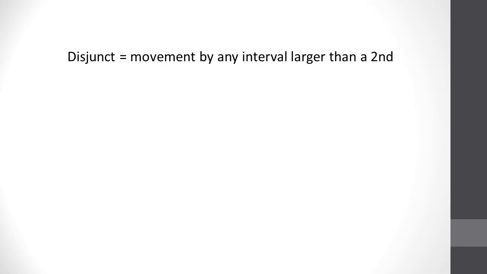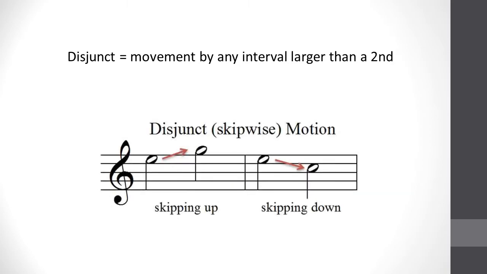Disjunct motion is simply movement by any interval larger than a second. Since a common form of disjunct motion is movement by thirds, or skips, another name for disjunct motion is skipwise motion. As you can see from the diagram, disjunct motion can be either ascending or descending.